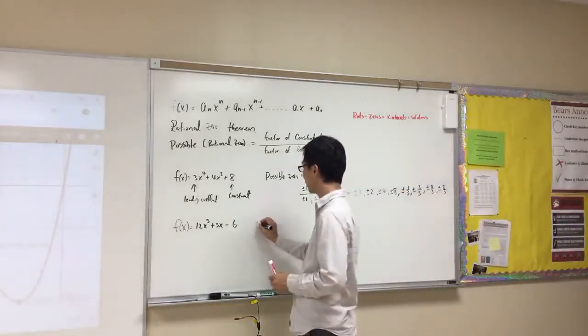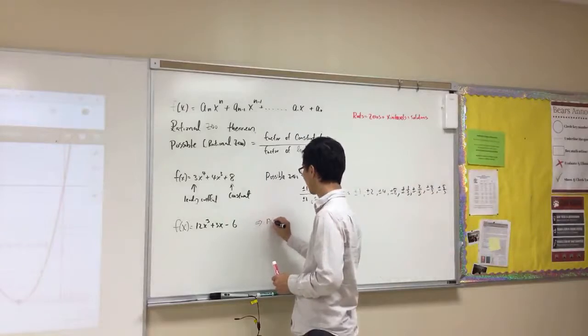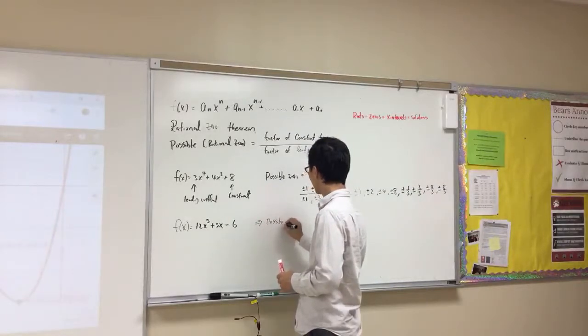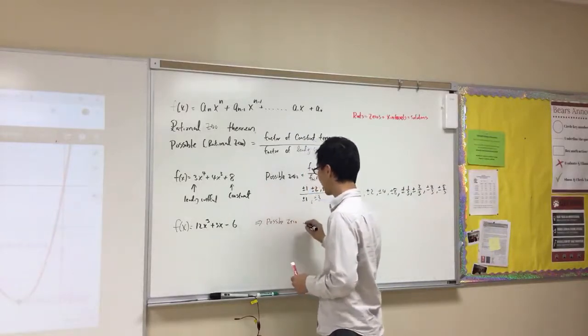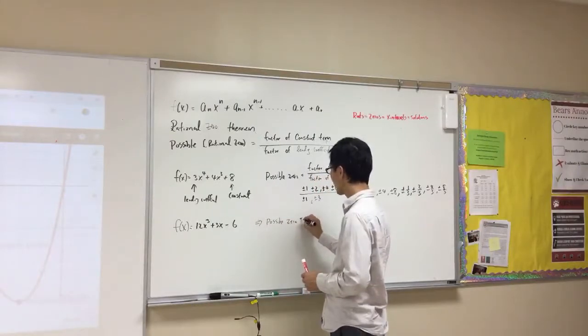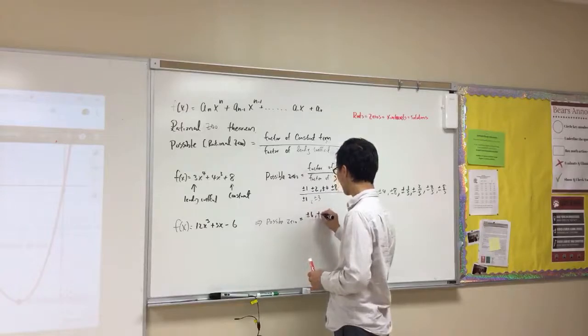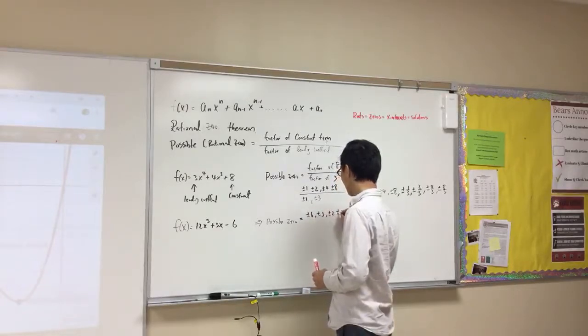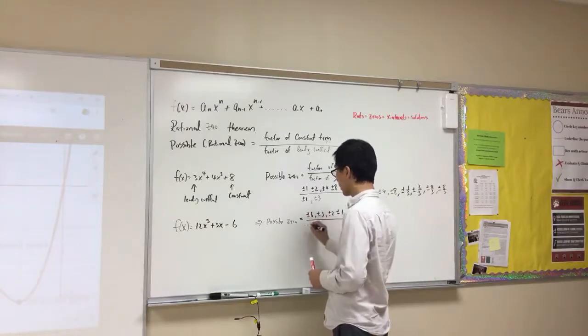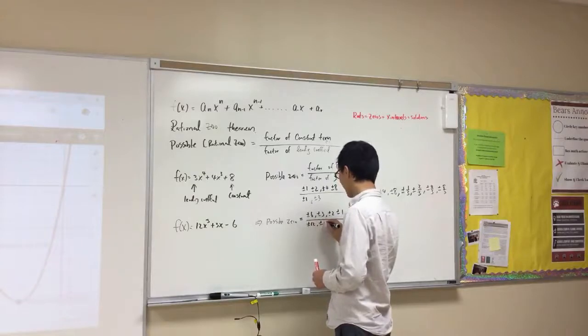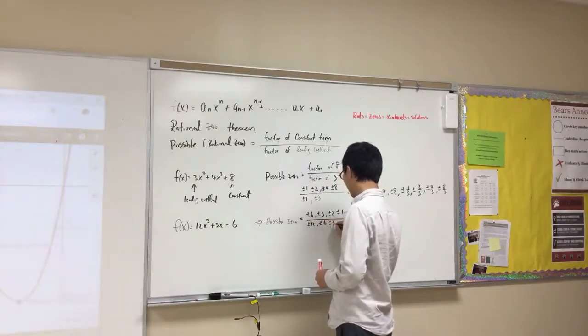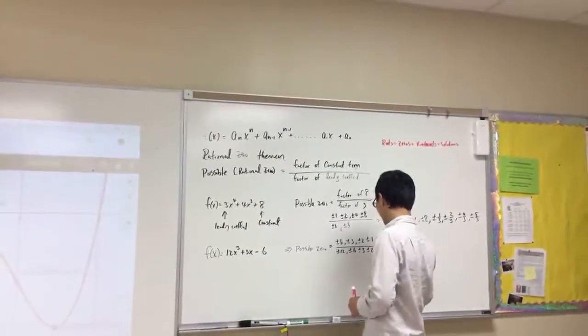So we'll be here. Everybody finished or no? Possible zeros, real zeros, rational zeros. So in this case, it's going to be plus minus 6, plus minus 3, plus minus 2, plus minus 1, right? And then plus minus 12, plus minus 6, plus minus 3, plus minus 2, plus minus 1.